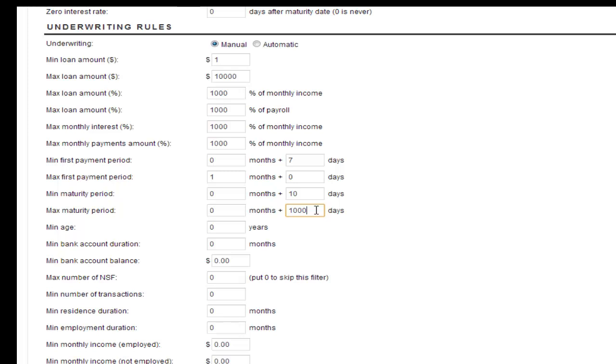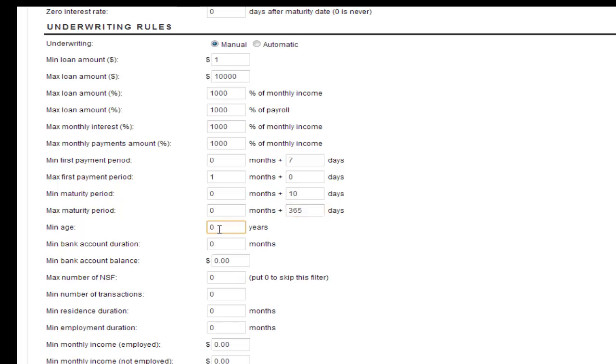For the maximum maturity period, this will not allow loans to have a maturity date greater than the contingents put in this field. Right now we have it set for 1,000 days. And 1,000 days is a long time. Maybe you don't want to let someone's loan get that old, so you give them a year. You make it 365 days. Again, that's up to you, and that's based off your own underwriting rules, but you set it up here. Wherever it's set up here, it will likewise affect your loans and the way you do business.